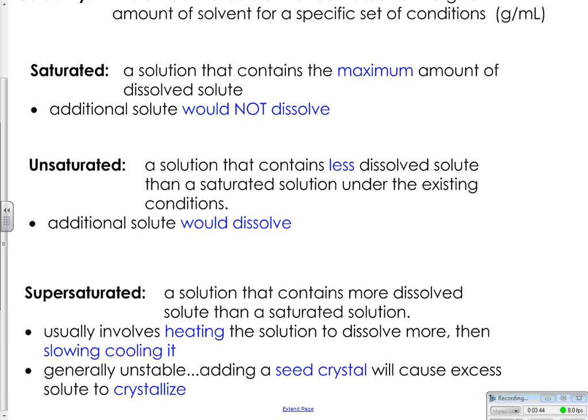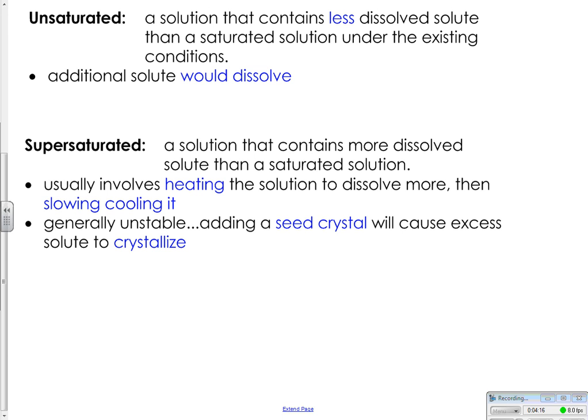Usually what this involves is heating a solution to get it to dissolve more solid, and then we cool it back to the original temperature and don't disturb it. We're not going to bump it, we're not going to shake it, and we're going to fool it into thinking that it's going to be able to keep that dissolved. Usually it does, but it is very unstable. That's why we don't want to bump it or jar it in any way. And if you add one single seed crystal, it will cause the excess solute to crystallize.